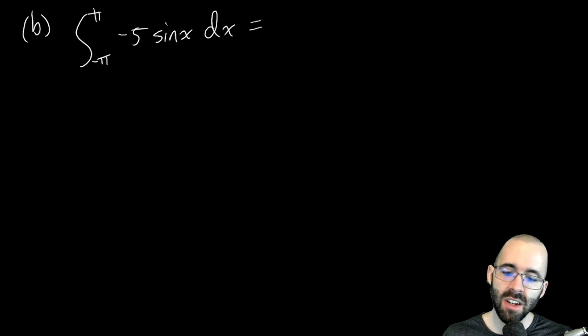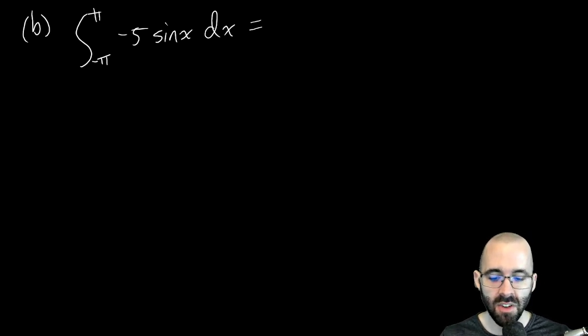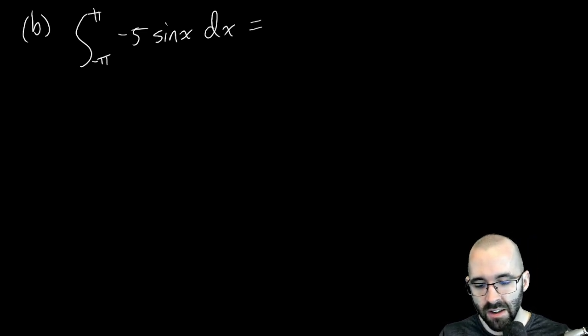Remember, the derivative of cosine is negative sine. Oh, so we're opposite. So the antiderivative of sine is negative cosine. When we take the antiderivative, we get 5 cosine of x.